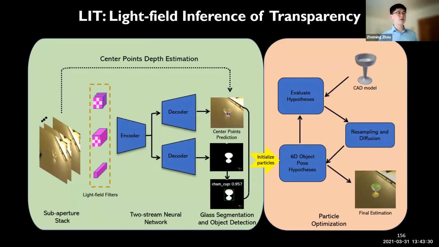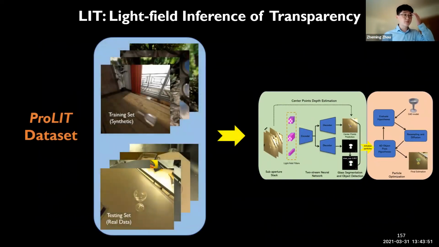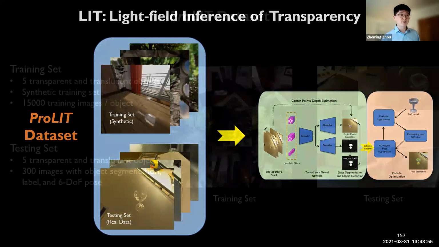But we know that the first stage, the LIT network, is actually a very giant network with 3D convolutional layers and needs a lot of parameters to train. We cannot do what we did previously in GlassLoc, manual capturing and manual labeling, because that would be too time consuming. So together with the LIT network, we also propose the ProLIT dataset.